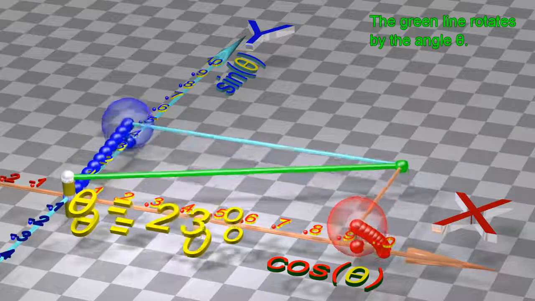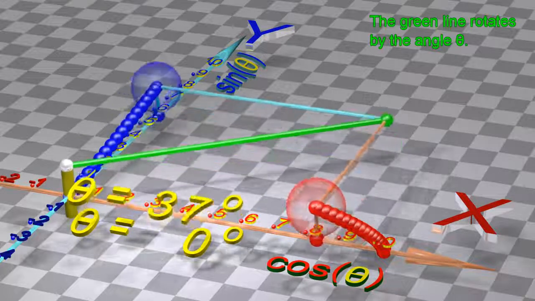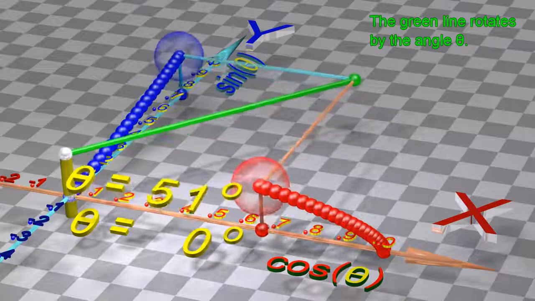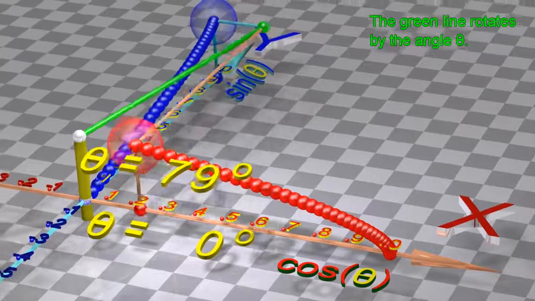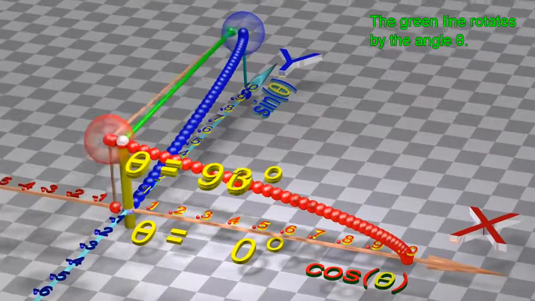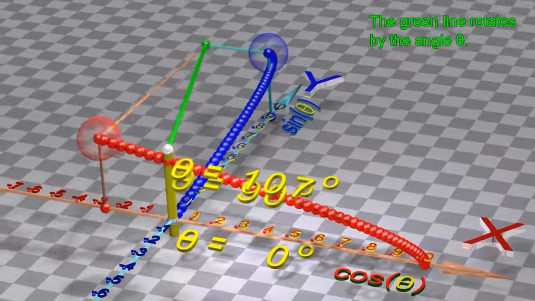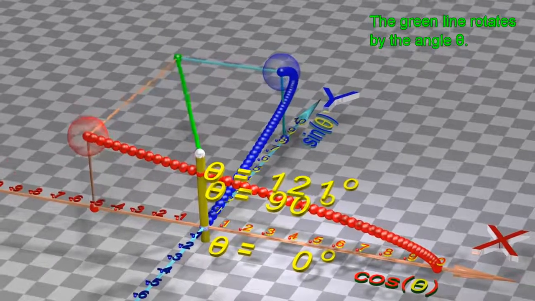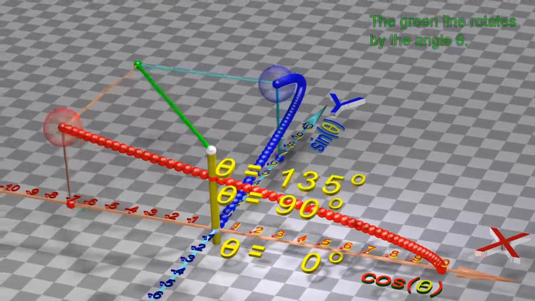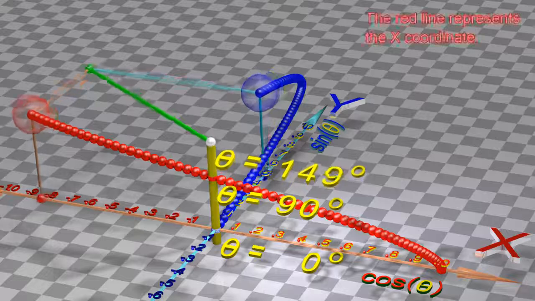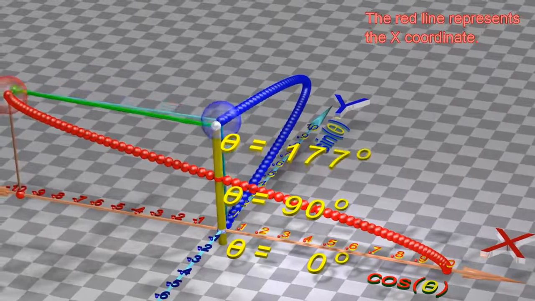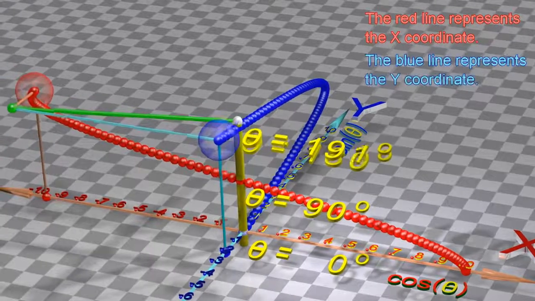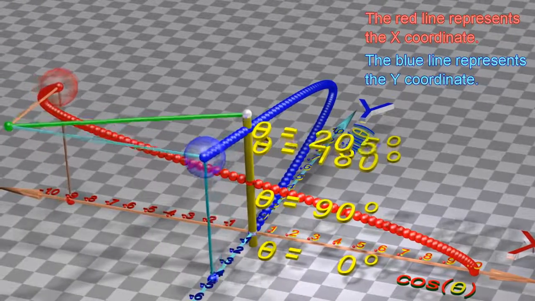The green line rotates by the angle theta. The red line represents the x-coordinate. The blue line represents the y-coordinate.